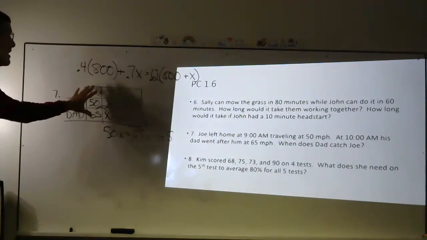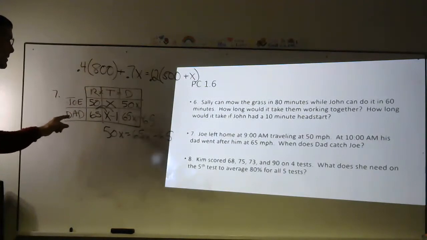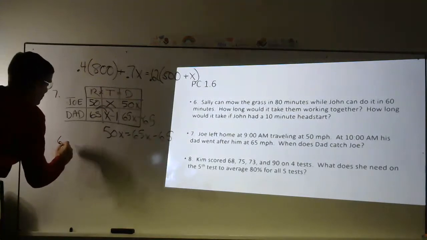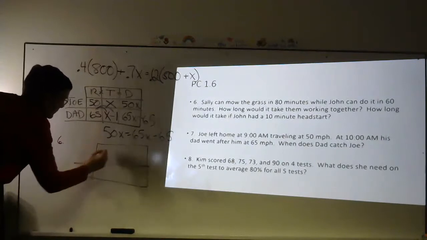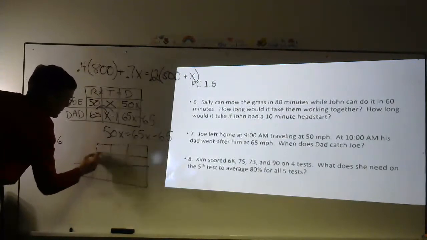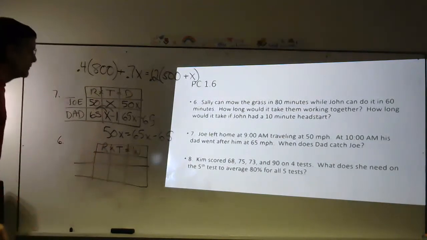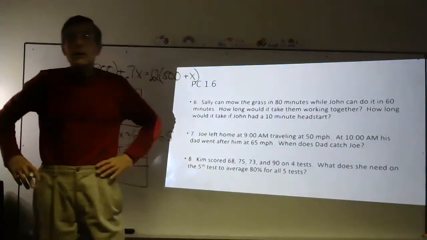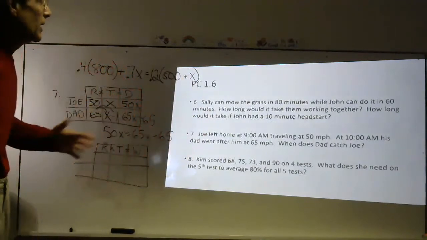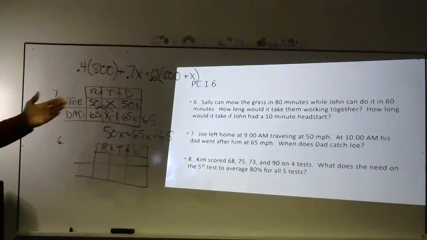Now, we're going to use the same strategy to do problem 6 that we did in problem 7. So for number 6, we are going to make a table because your rate of work times the time you put in gives you the work you do. Like, for instance, Sally can mow the grass in 80 minutes, okay? John can do it in 60 minutes. Isn't John a little bit faster, right? Sally can do it in 80 minutes.